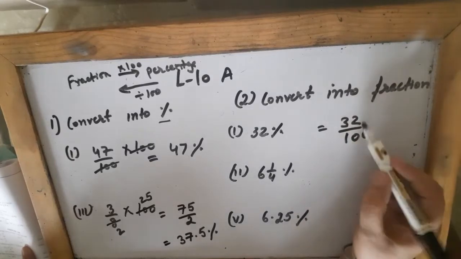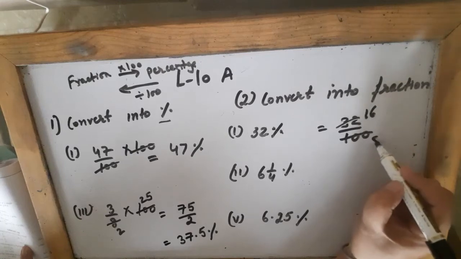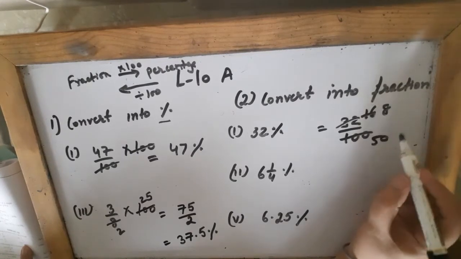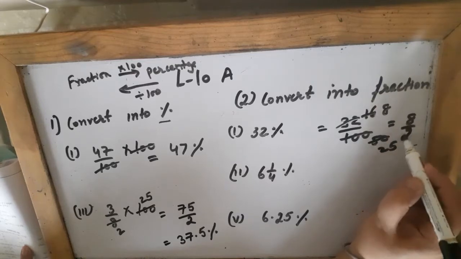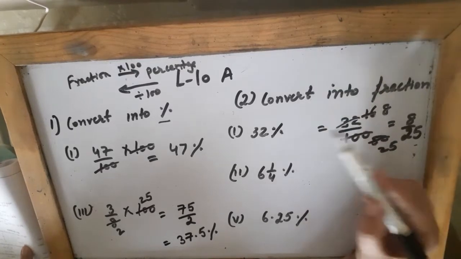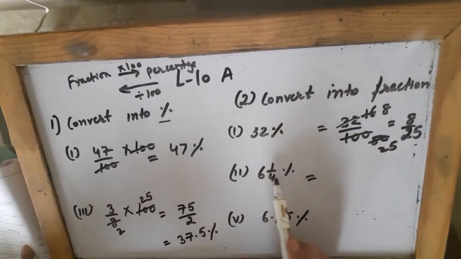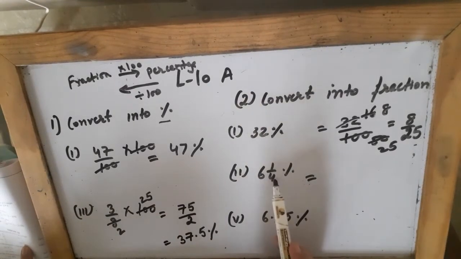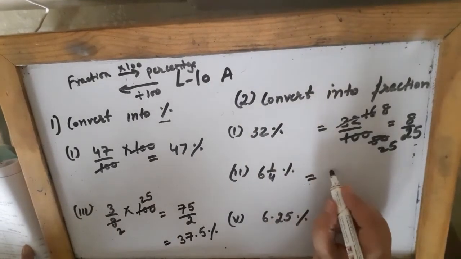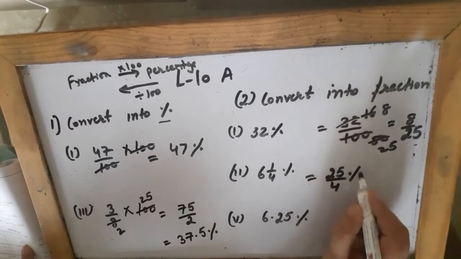So now you can reduce this to the simplest form. Now again 2 8s are 16, 2 5s are 25. So what's the fraction? 8 upon 25. This percentage I have converted into fraction. Now this is a mixed fraction, so first of all, you convert this into an improper fraction. 6 4s are 24, and 1, 25 upon 4%. So this becomes 25 upon 4%.